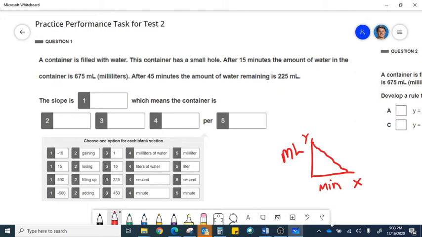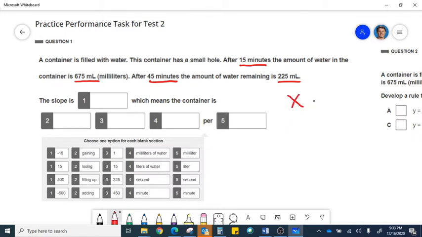So what this question is about is looking at the information and trying to figure out what the slope is. When I read through it, I have to filter out everything that I need. When I filter things out, I get 15 minutes and 675 milliliters. The numbers are what I want to underline. So 45 minutes and 225 milliliters. There are several ways of doing this, but I'm going to write this in a table.